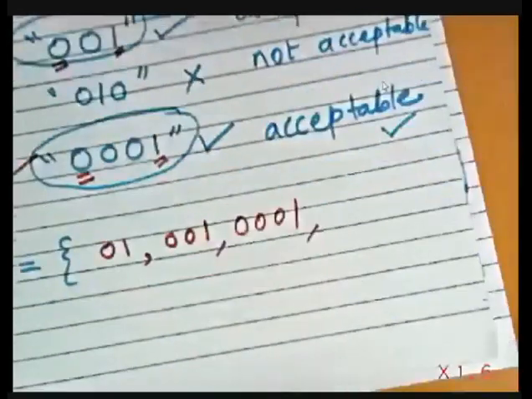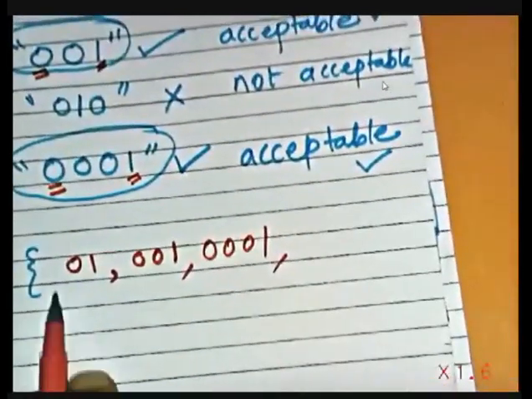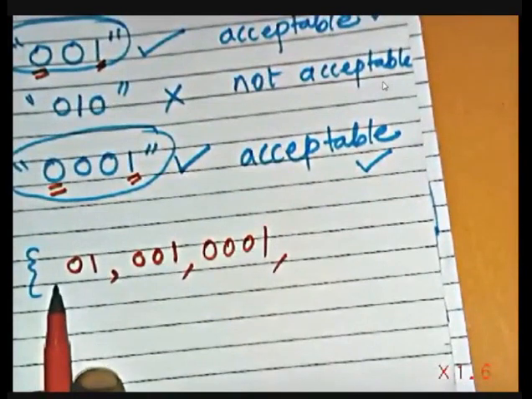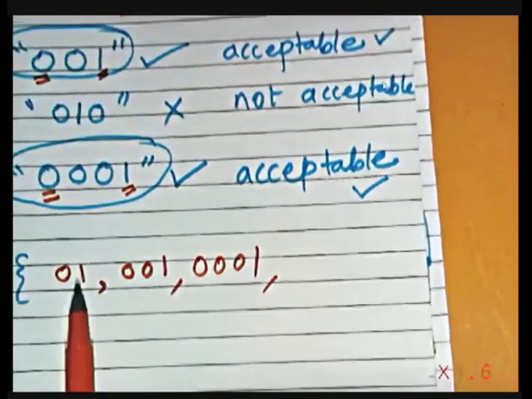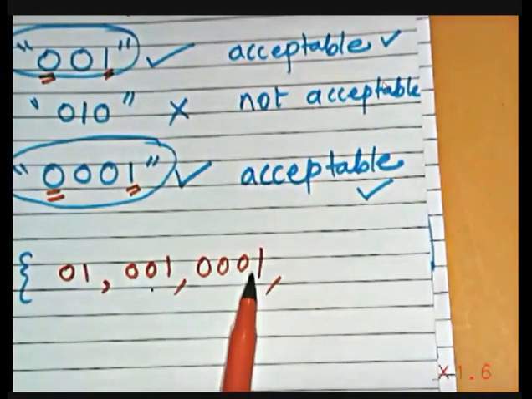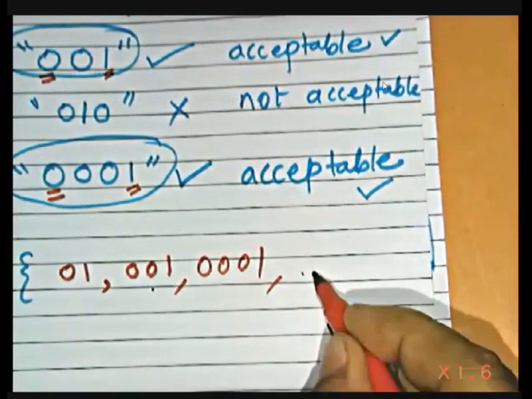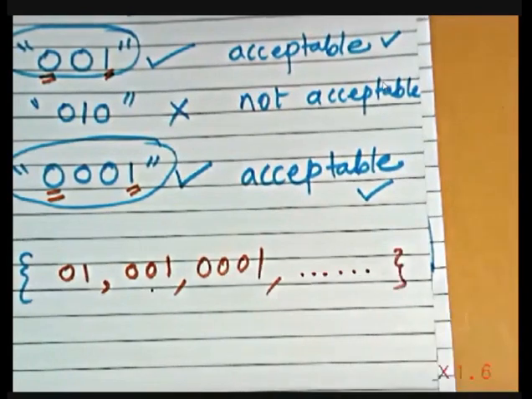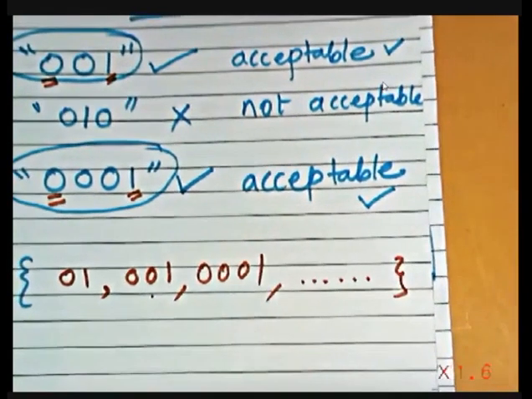Now the question: I have written the language acceptable by this machine will be having which strings? 0 1, 0 0 1, 0 0 0 1. Can I have this as an infinite set? Yes. Why can we have this as an infinite set?